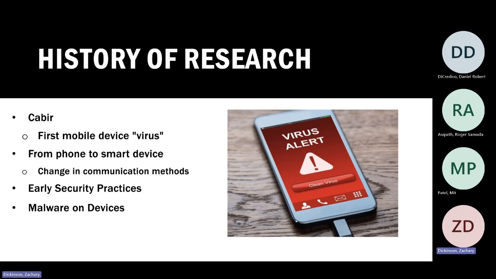The history of research for mobile device security. One of the first mobile device viruses that was ever created was named Cabir. This was a simple message that would be displayed on a Nokia phone in the early 2000s. While this virus had no function other than to display this message, it showed the vulnerabilities within mobile devices in their early years.